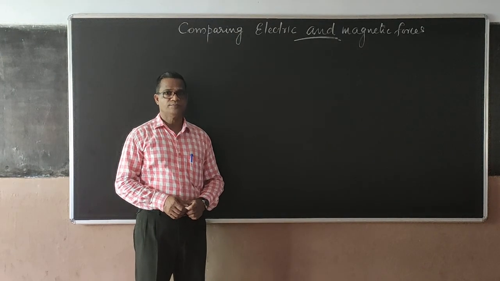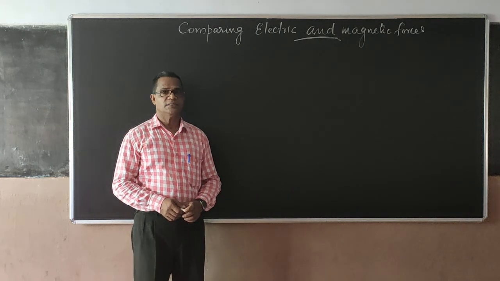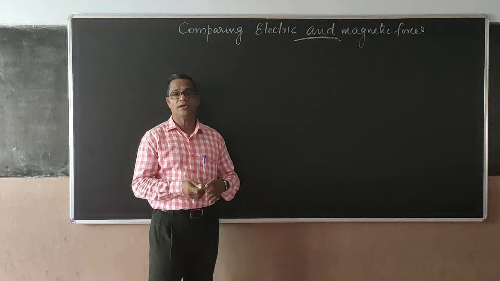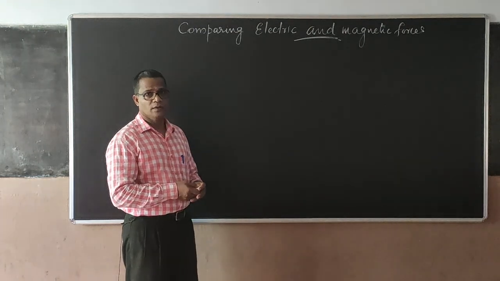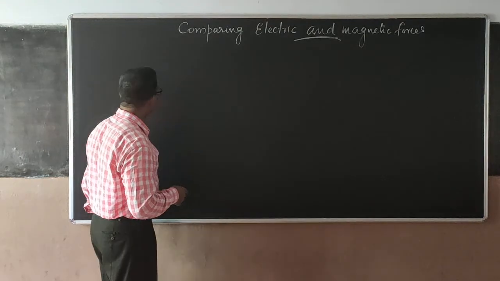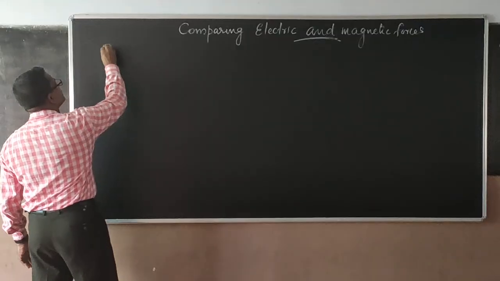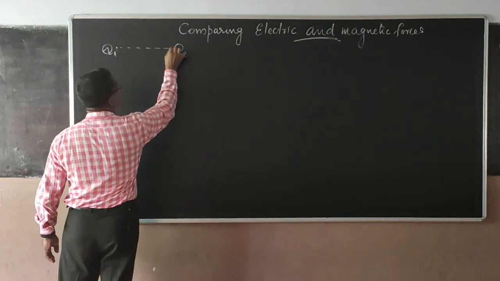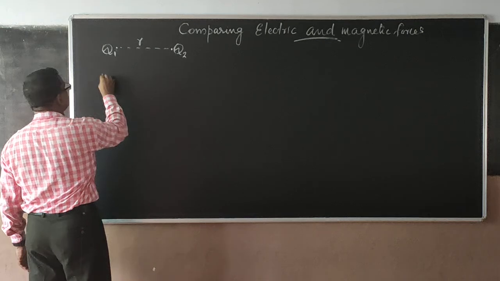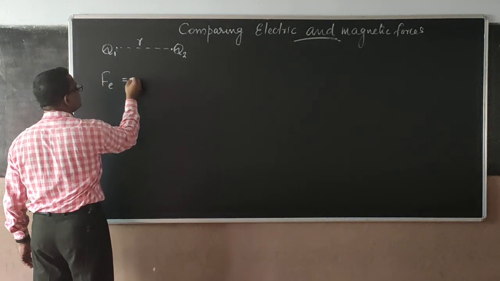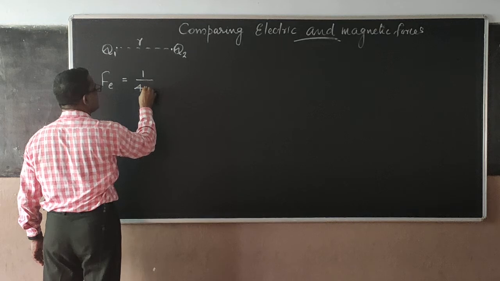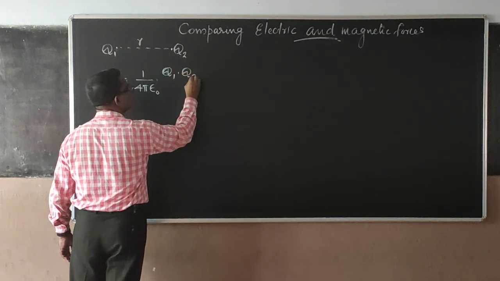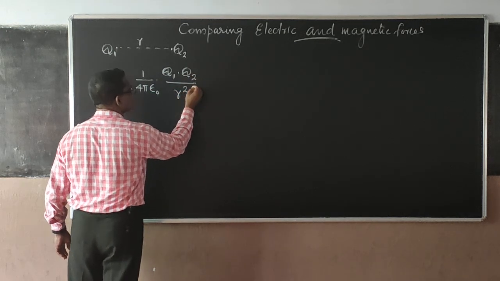Now in this part, we discuss the comparison of electric and magnetic forces. In electrostatics, we studied that if Q1 and Q2 are separated by a distance r, the force Fe will be equal to 1 by 4 pi epsilon 0 into Q1 into Q2 by r square.